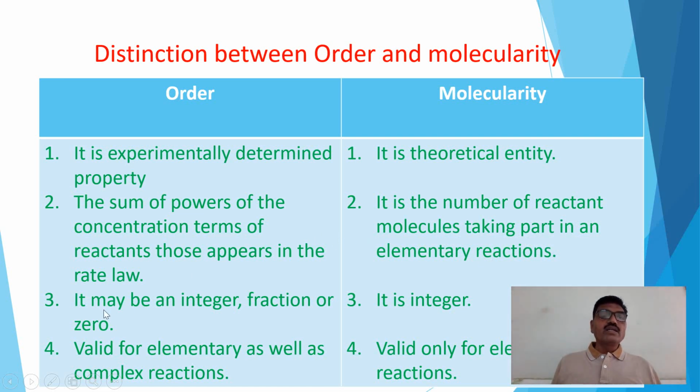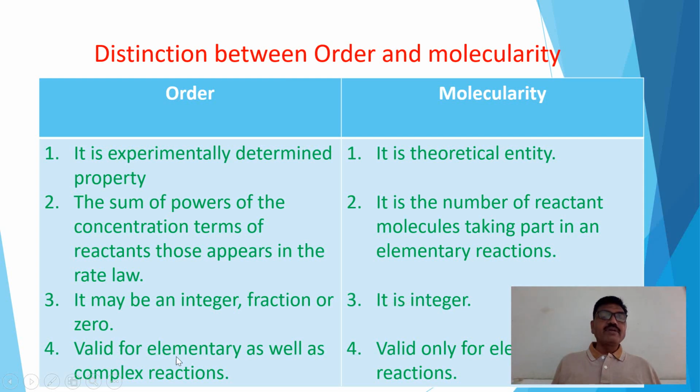See, order may be an integer, a fraction, or zero. That is, first order, second order, third order, or it may be a fraction, or zero order, that is, the rate does not depend upon the particular reactant. But molecularity is always an integer: 1, 2, 3, 4, like that. How many reactants are involved gives the molecularity. Only the reactant molecules of the reaction mixture give the molecularity.